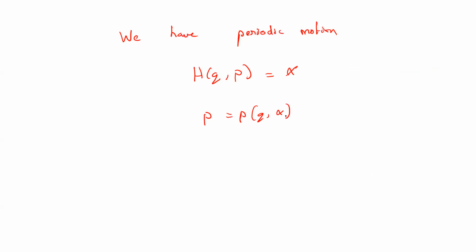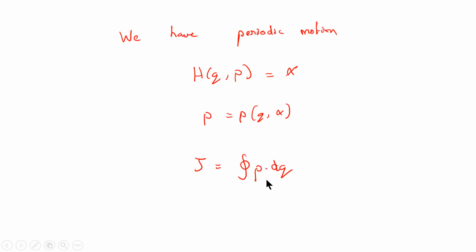So now we're going to introduce a new variable. We're going to call it J. You can see from the definition itself that it has the dimensions of angular momentum, because this is the integral of p dq.